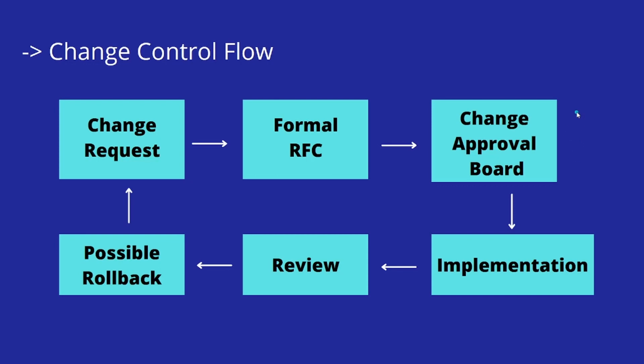The change control flow is as follows. First, a change request is planned. Then a formal RFC is filed. This formal RFC is reviewed by the change approval board. And then when it's approved, it's implemented. And then once it's implemented, it's reviewed again. And then if it's good, it'll stay. Or if it isn't, it'll roll back. And then new changes could be made again. As time goes on, changes have to be made.